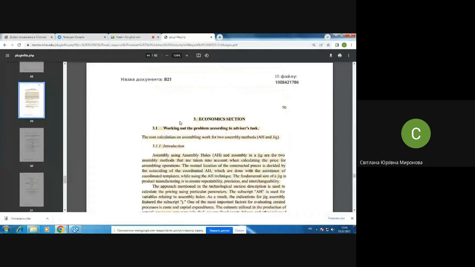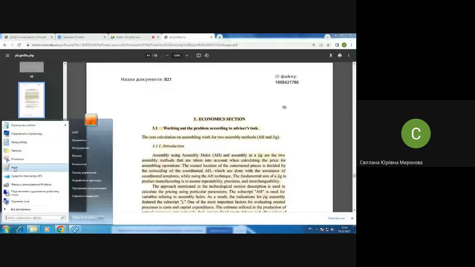It's a comparison of expenses for assembling, not the whole cost of the item being produced, but expenses in the assembly shop. A comparison for two assembly methods. In one case, it was a frame assembled by assembly holes. In the other case, the frame assembled in a jig.